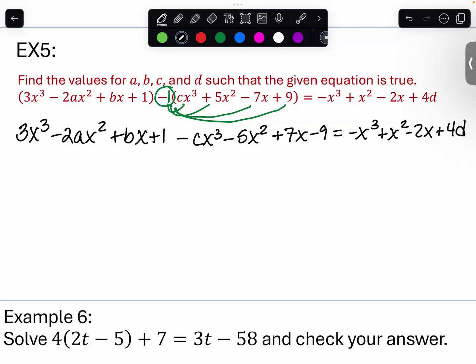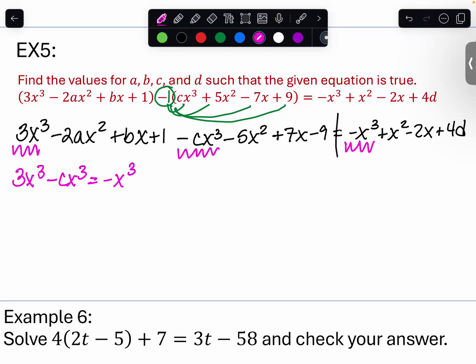Okay, now in order for this equation to be true, I know that all the x cubes on the left-hand side of the equation have to equal all the x cubes on the right-hand side of the equation. So I have 3x cubed and a minus cx cubed on the left, and that equals a negative 1x cubed on the right. So I can set that up. 3x cubed minus cx cubed have to end up equaling a negative x cubed.